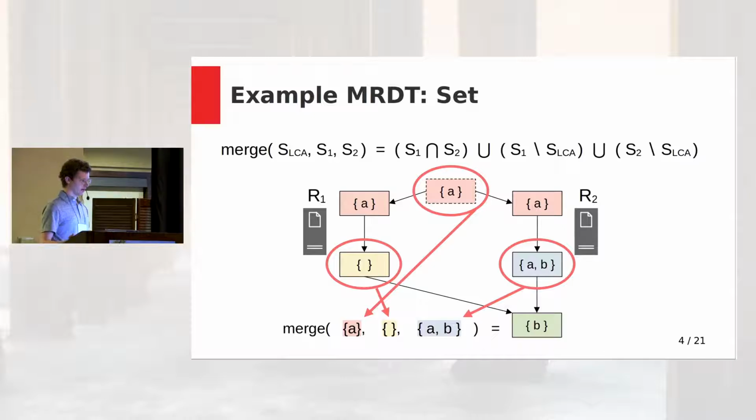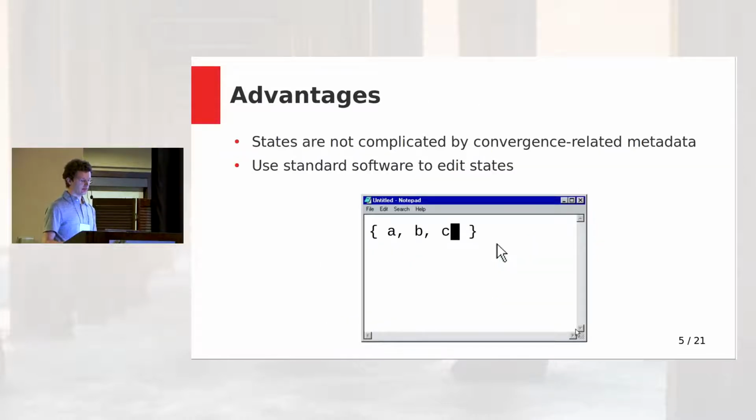So this is nice. MRDTs help us get sensible conflict resolution, and they do it while not complicating the states. We don't have to add convergence-related metadata about where changes came from or how many changes have occurred in the states. That means we can use standard software to edit the states, like your favorite text editor or some kind of optimized set manipulation library. These things don't need to know about replication. They just make the edits, and then the replicated store does all the work in the background.